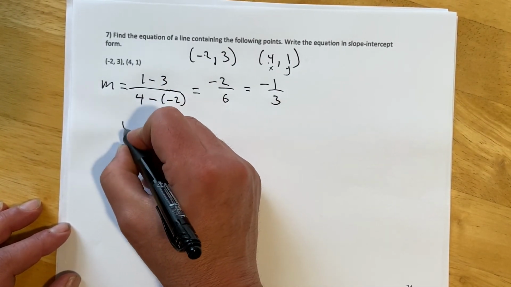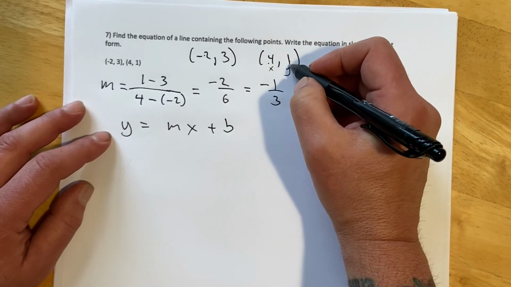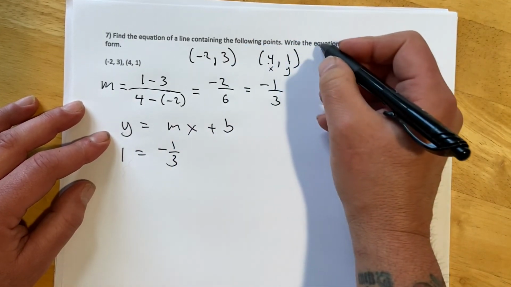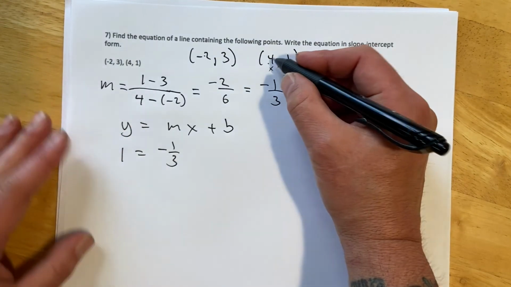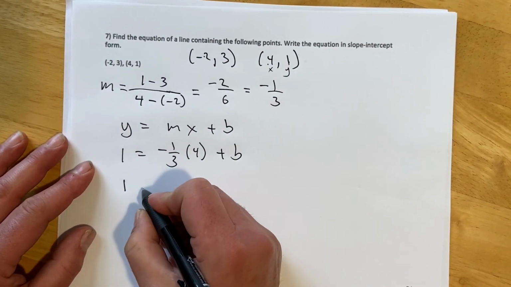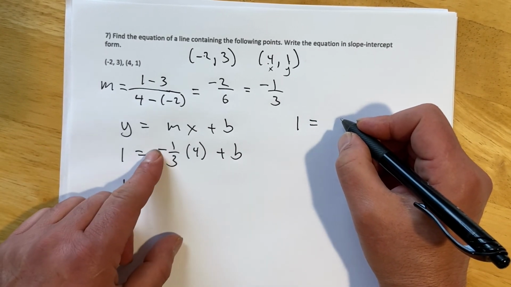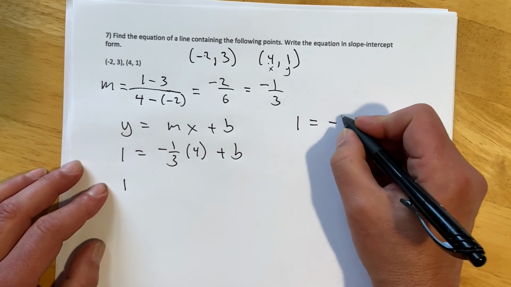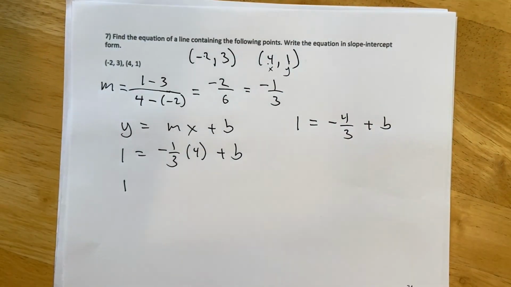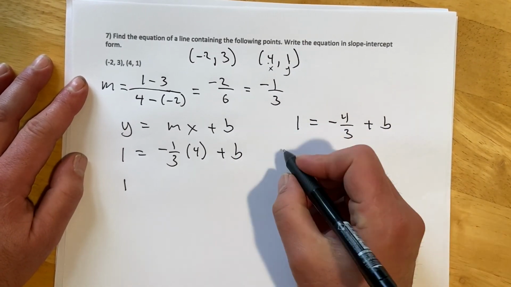So now we're going to do our y equals mx plus b. Y is 1, m is negative 1/3. And then x, careful not to jump over to that other point, x is 4. So that's the same as, I think I'll come up here so I don't run out of room, 1 equals negative 1/3 of 4, being negative 4/3, plus b. I'm going to add that 4/3 to both sides. That's going to get it off of this side and put it over here with the 1.